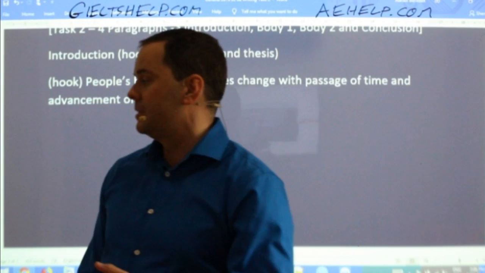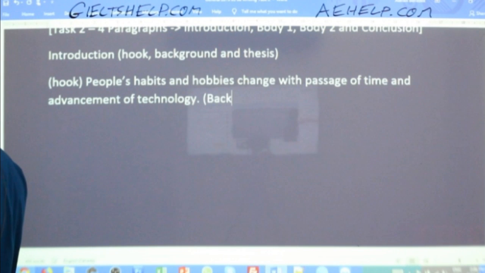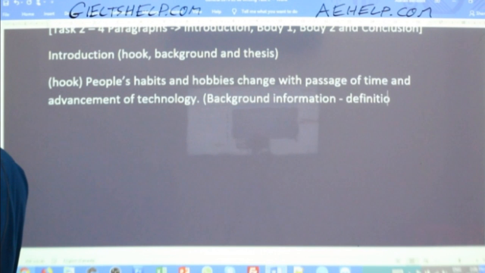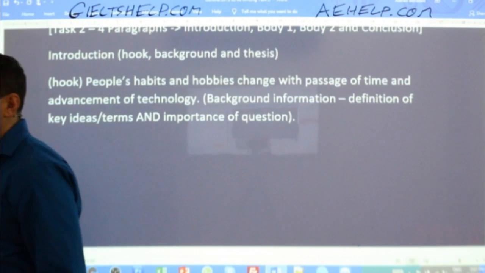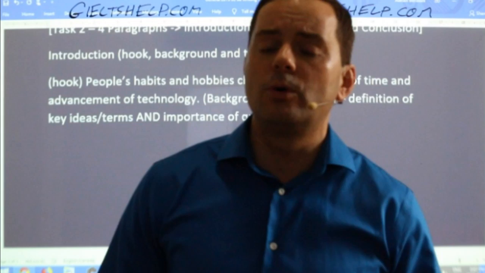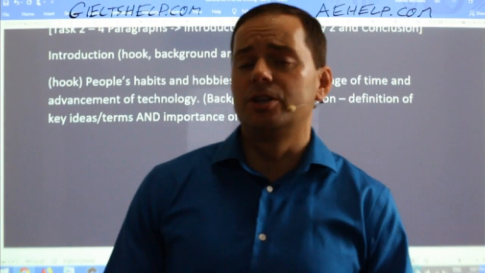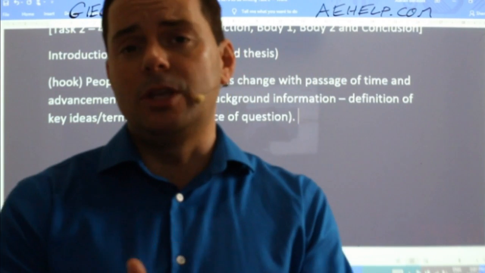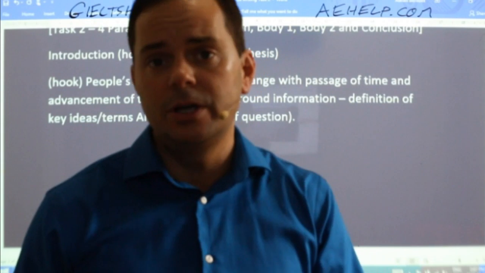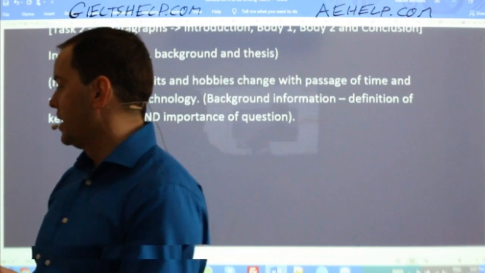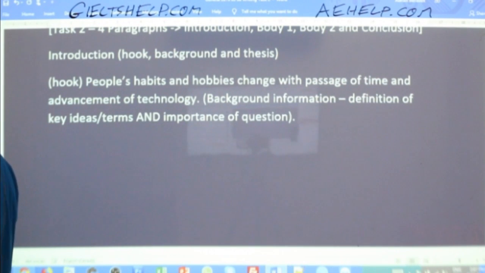Now, we need to give background information. Background information is definition of key ideas or terms and importance of question. So here we need to define what we mean by free time, what we mean by arts and crafts, what we mean by technology. So we want to be specific. Again, students, remember that you want to be specific. So write a little bit of the background. I will do the same and then compare yours to mine. See if it's similar, see if it's as specific or if it's more general. So this is where we want our definitions, all right?